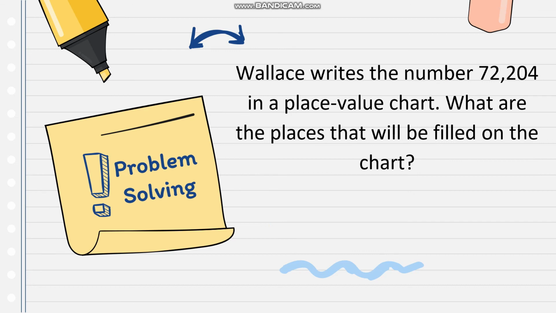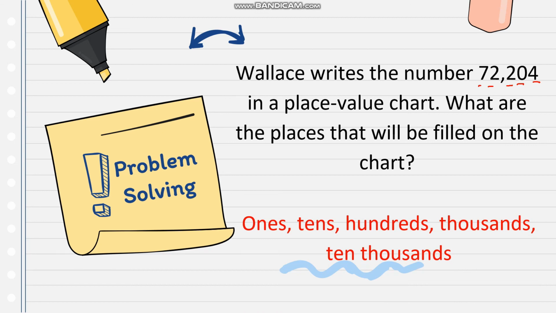Wallace writes the number 72,204 in a place value chart. What are the places that will be filled on the chart? It means you just simply identify the place value of each digit. So the places are the ones, the tens, the hundreds, the thousands, and the 10,000s. So these are the places that Wallace will fill on the chart.